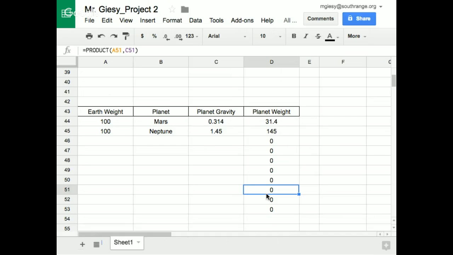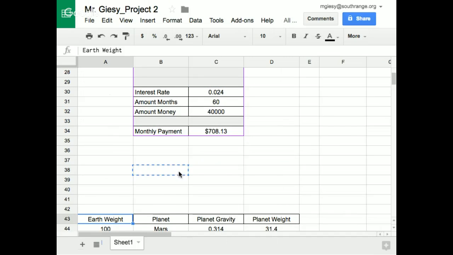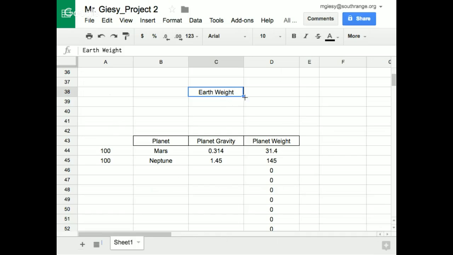Now, on this version that I just showed you, you have to go through and enter the Earth's weight 9 times, right? 8 planets if you're putting Pluto, and the moon. Well, there's another way you could do this. And the other way is, let's move this heading up here. Get rid of that. So I'm putting the Earth weight heading up there.